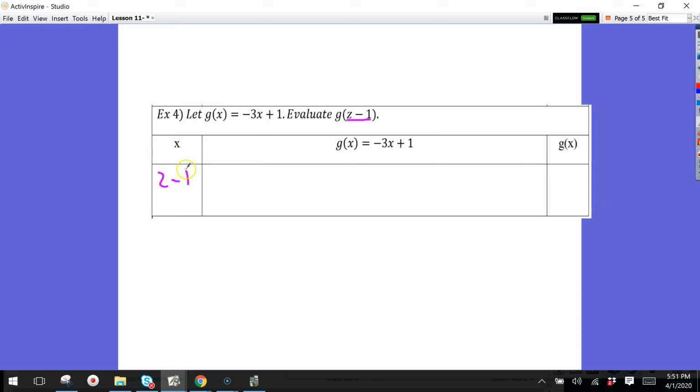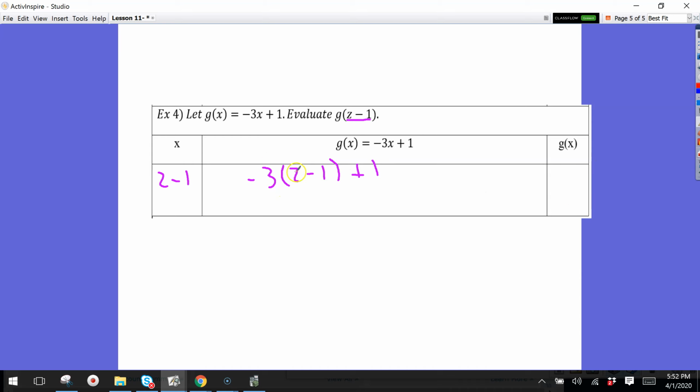So if my input has a z in it, your output's going to have a z in it, and that's okay. So we're going to do the same thing we were doing if this was a number. Wherever I see an x, I am putting in z minus 1. So make sure you put parentheses so that you make sure you capture both z and the minus 1. And then now we're going to go ahead and just simplify this answer.